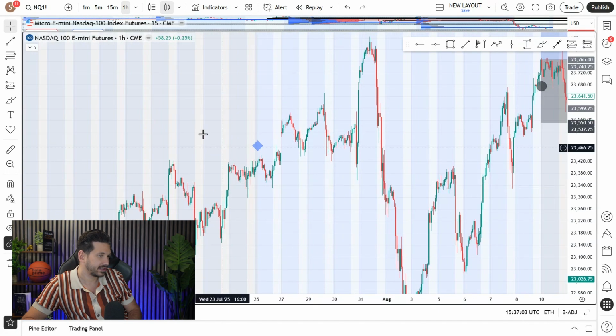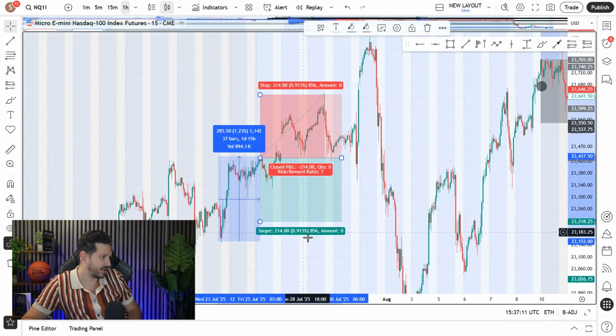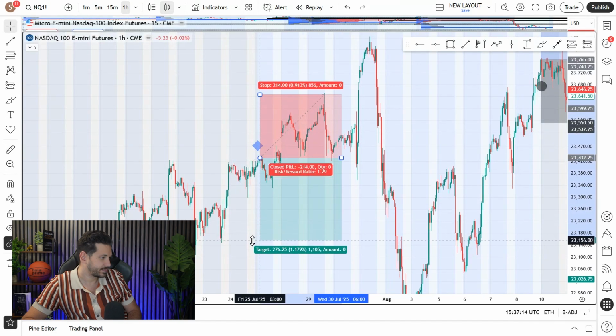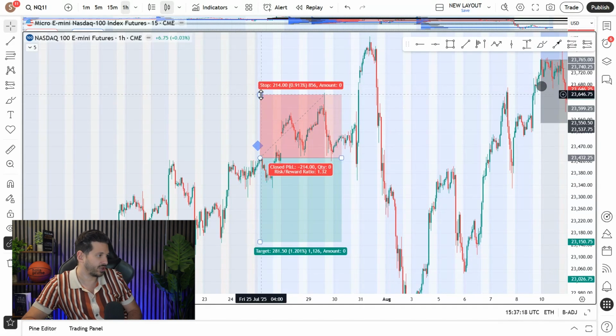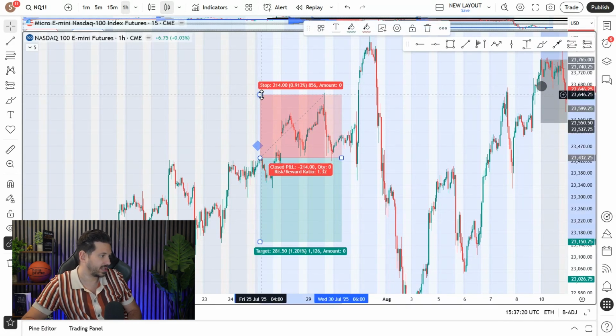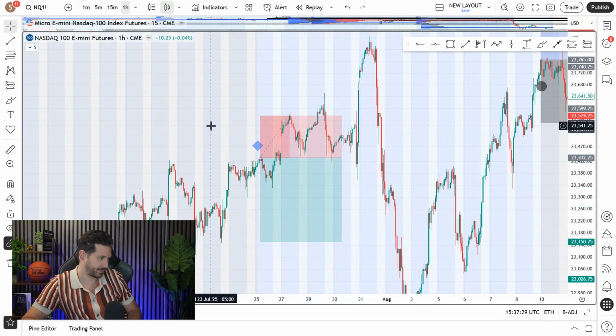Again, similar thing. We would have got stopped out here. The leg is 285. We'll call it 280, and 140 would be your stop. You know, stopped out almost immediately. There we go. All right.